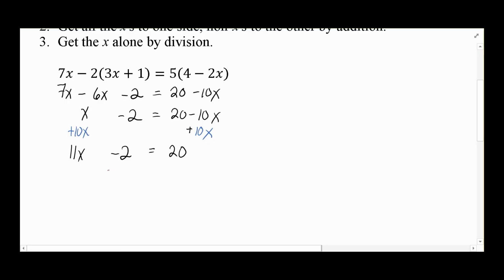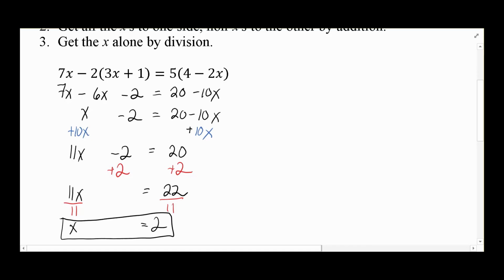Then to get the non-x's to the other side, we can go ahead and add 2 to both sides. That's going to get us 11x equals 22. Then if we want to get the x by itself, we'll divide both sides by 11, getting us x equals 2 as a final answer.